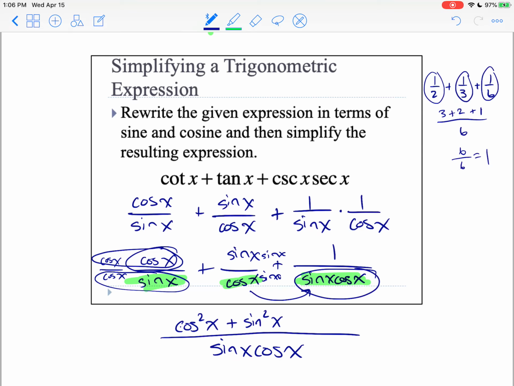So we're doing the same thing here. To multiply, I didn't have to multiply this by anything to get the common denominator. It was already there, so we're just going to have a 1 here.